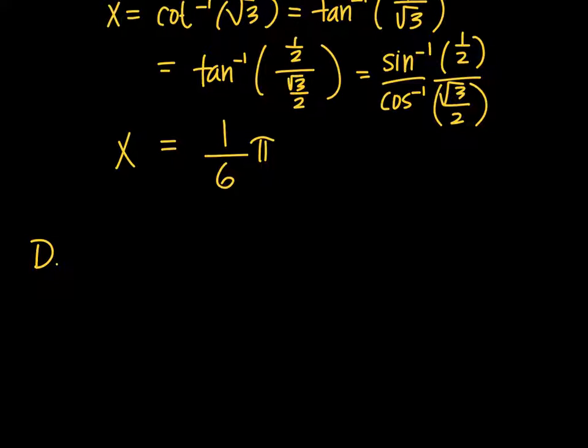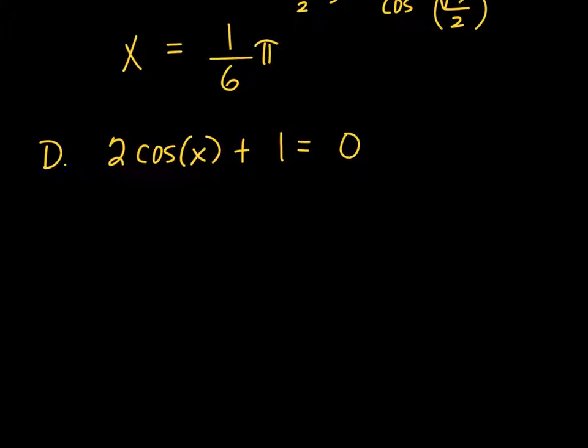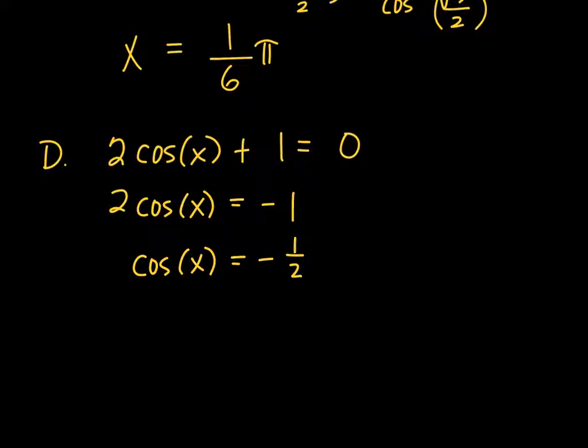All right, 2 more. So 2 cos x plus 1 equals 0. All right, let's work towards getting x by itself. We have a little bit more work to do. What should I do first? Subtract the 1. So taking away the 1 would give me -1 on the other side. Then what? Divide by 2. So cos x is -1/2. Now I can apply the inverse cosine. So x is the inverse cosine of -1/2.